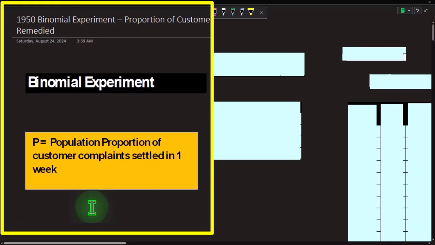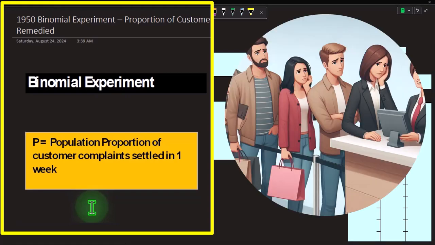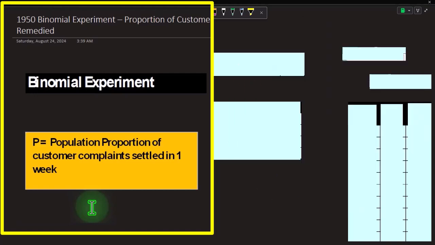For our situation, we're going to imagine we have a number of customer complaints that come in, and the question is, have those customer complaints been remedied or have they not been remedied? So that's the binomial situation. Either they've been remedied or they have not.